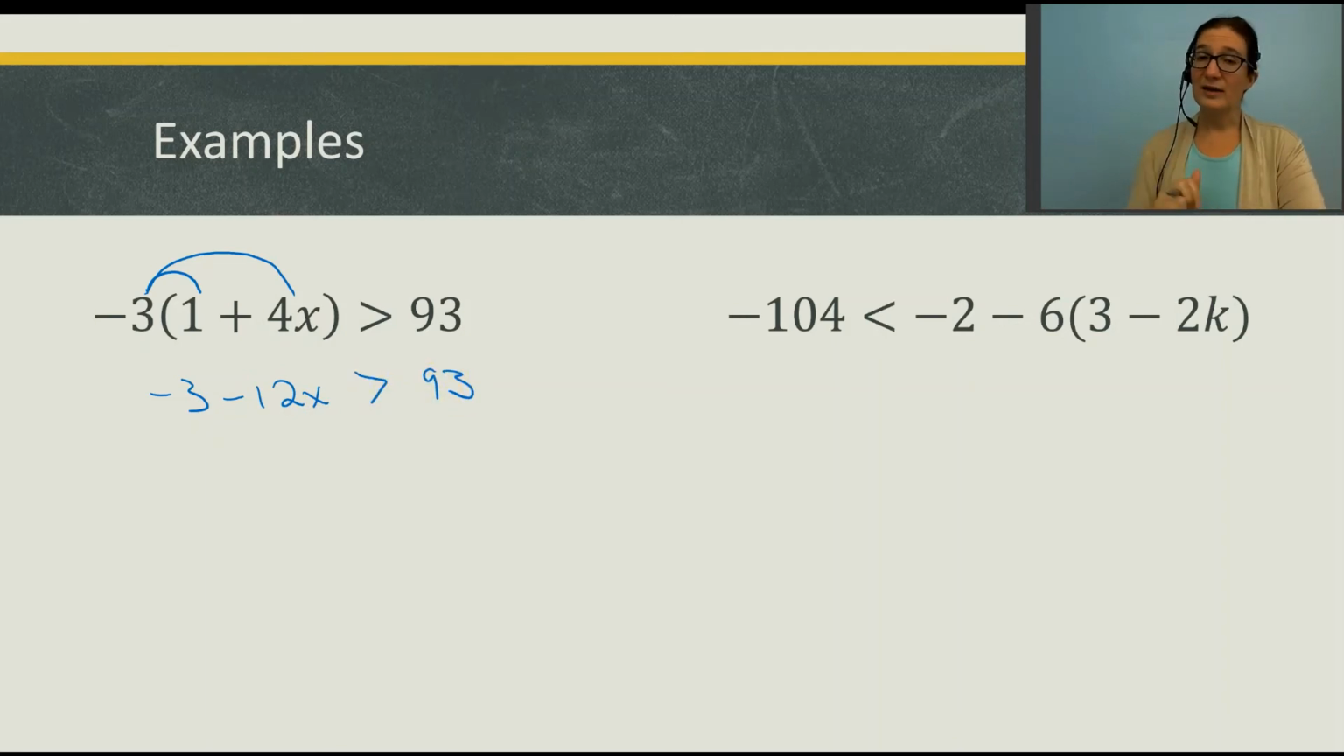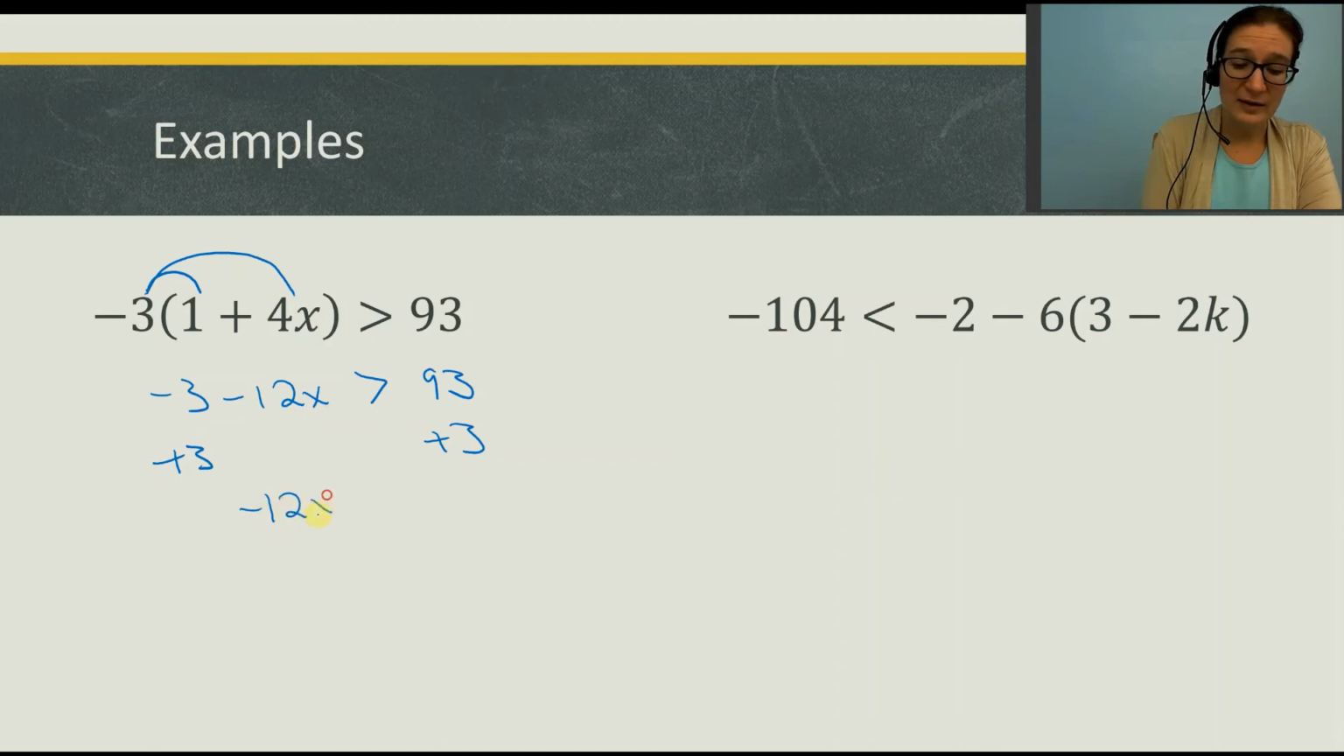I don't have any like terms, so I'm ready to solve using my inverses. Because I see negative 3, I will add 3 because I'm looking to make it 0. Now I have negative 12x is greater than 96. I'm going to divide by the negative 12. Because I'm dividing by a negative number, that's going to flip all my signs, including my inequality. So now I have x is less than 96 divided by negative 12 is negative 8.